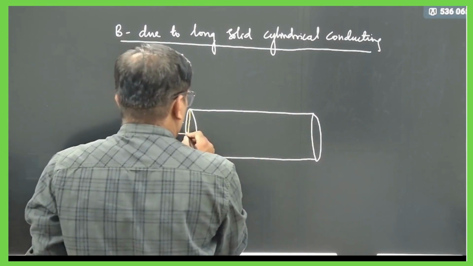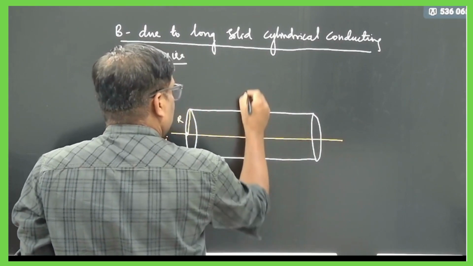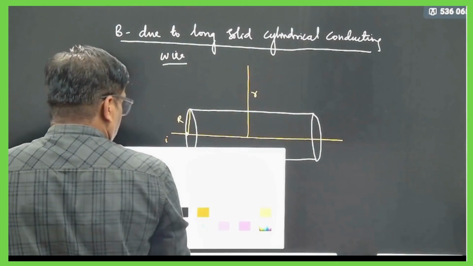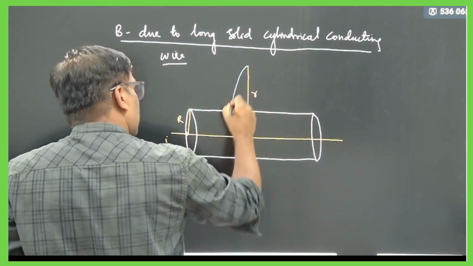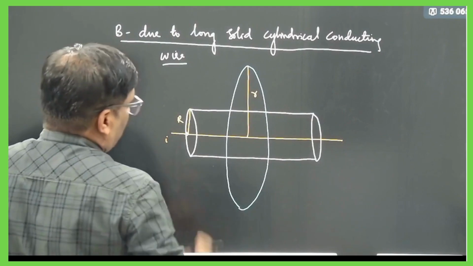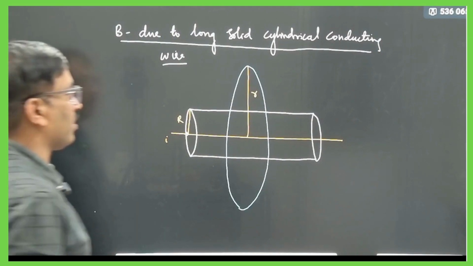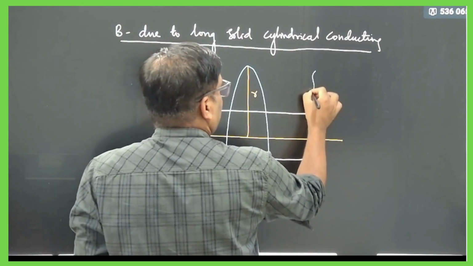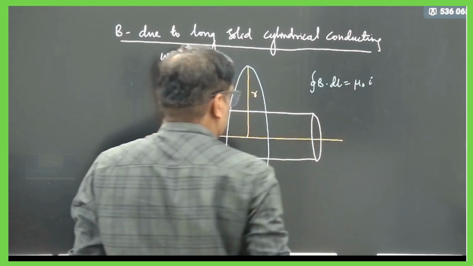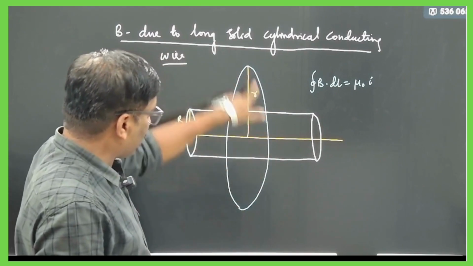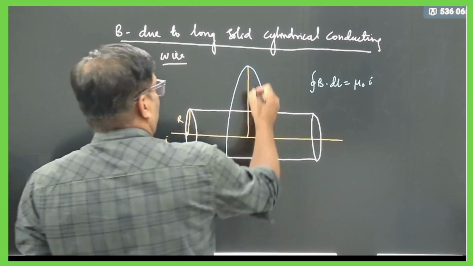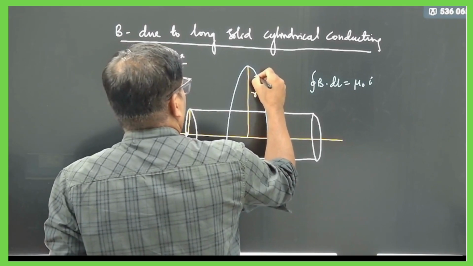First let us take this one, this is your axis. At a certain distance, a long distance, we take r from the center. Now we consider one Amperian loop of radius small r, and we can easily apply Ampere's law. What is Ampere's law? The line integral of B dot dl equals mu naught times the current enclosed. Through this Amperian loop, the total current I is flowing. So we'll take one small element dl here.